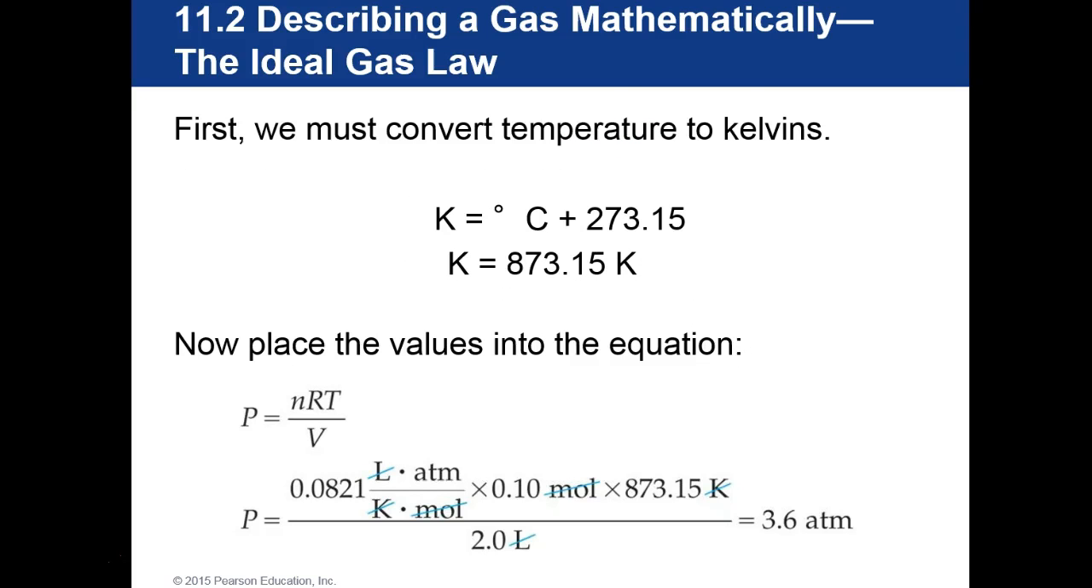First, we have to convert that temperature to Kelvin. Remember, we have to use Kelvin. Kelvin is the temperature plus 273.15, which brings us to 873.15. Now we're going to plug this in. In order to solve for pressure, we have to divide both sides by volume, so now volume is on the bottom. So P equals nRT over V. Plugging in our 0.0821 times 0.1 moles times our Kelvin divided by 2 liters gives us 3.6 atmospheres.